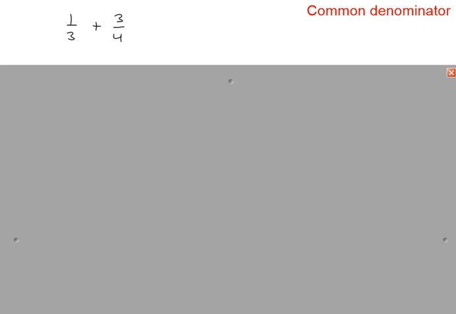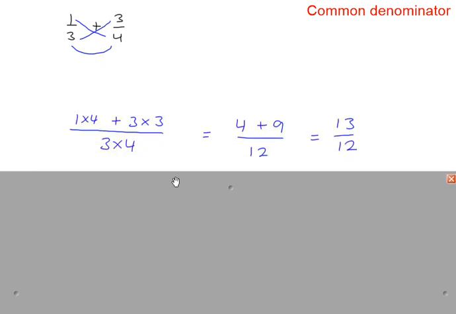Now when adding fractions, you've probably come across this method where you multiply the denominators together and then you cross multiply like this. And you get something like this. That's a good method, but there's a more convenient method when dealing with algebraic fractions.